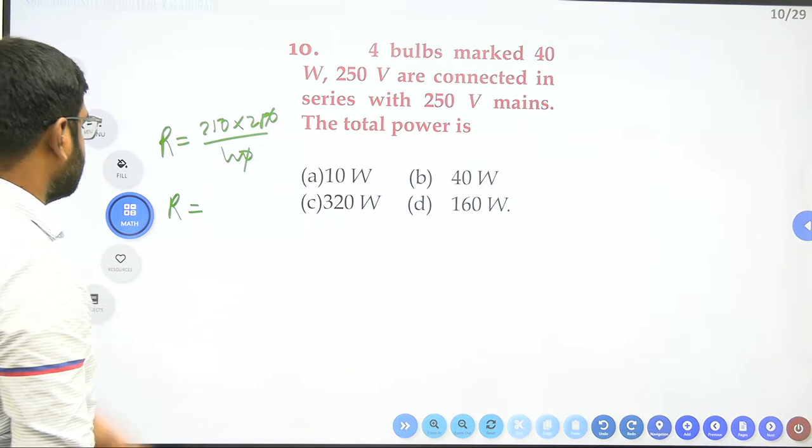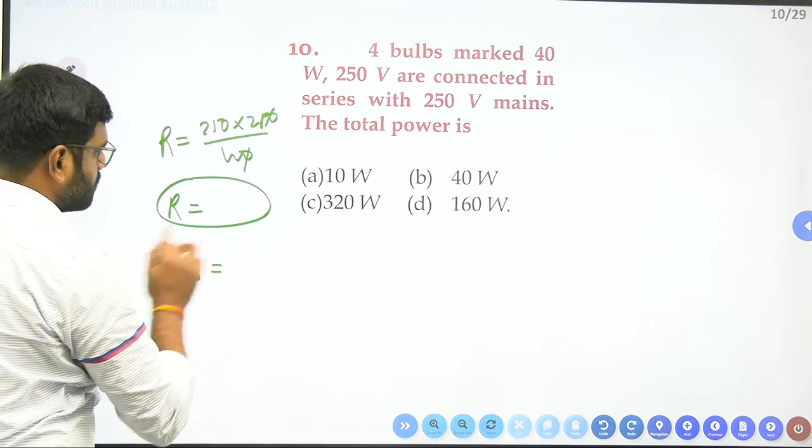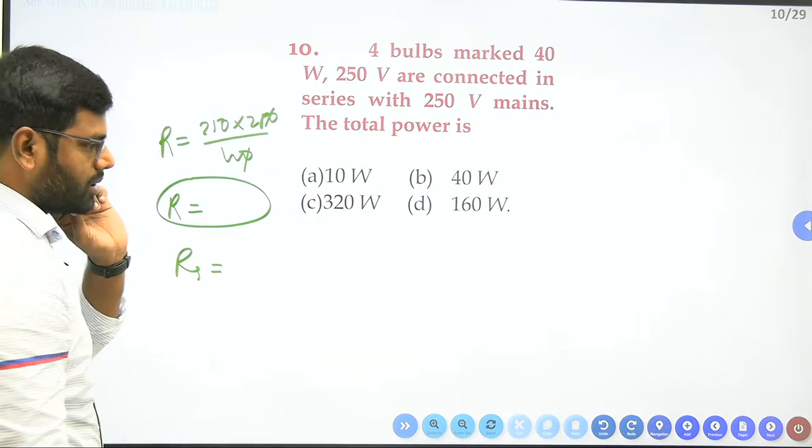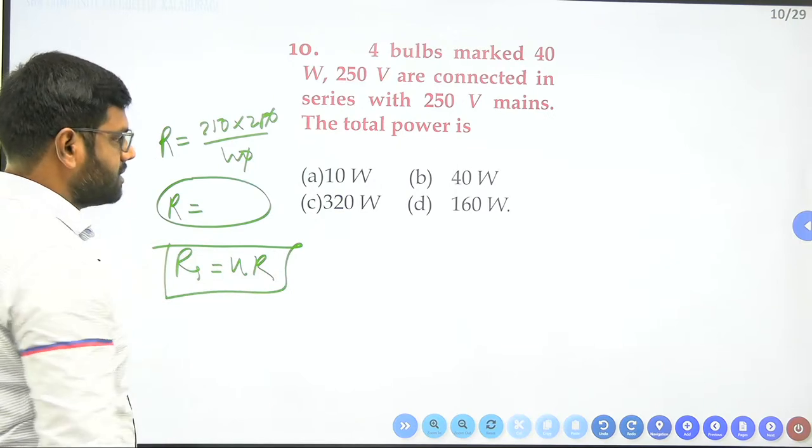The four bulbs are identical, then the resistance of each bulb will be the same. Then RS will be equal to what? 4 times of R. This will be the resistance.